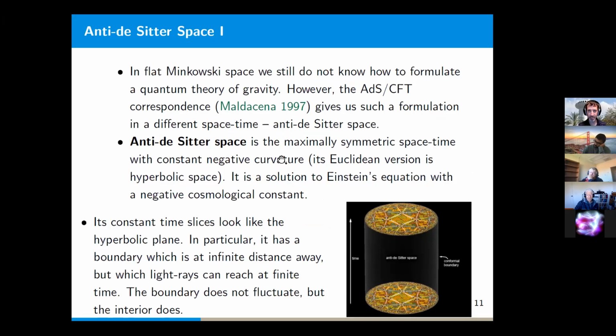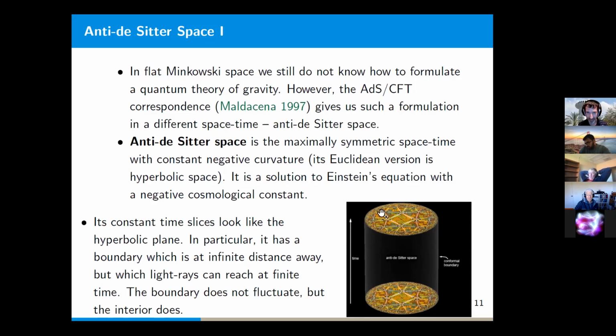And the Euclidean version, which would be maximally symmetric with negative curvature, is what's called hyperbolic space. This space is a solution to Einstein's equation with a negative cosmological constant. And one way to view the space, as in this figure, is to imagine that one direction is the time direction, and then the spatial slices look like the hyperbolic plane. Here I drew it with 2 space dimensions, but it's a similar construction also in higher dimensions.